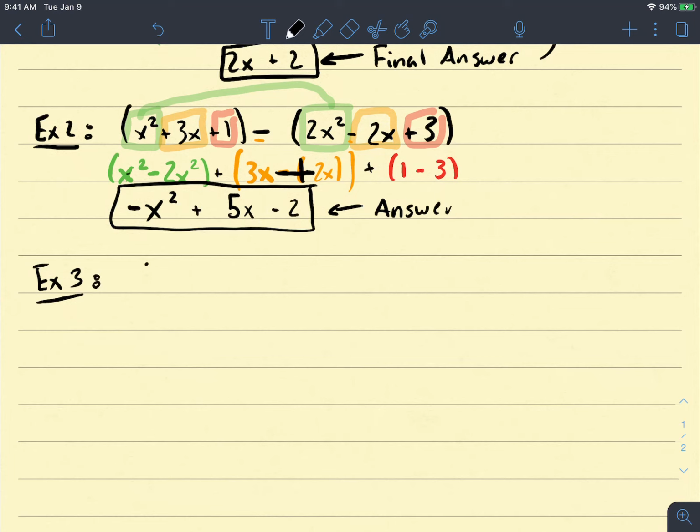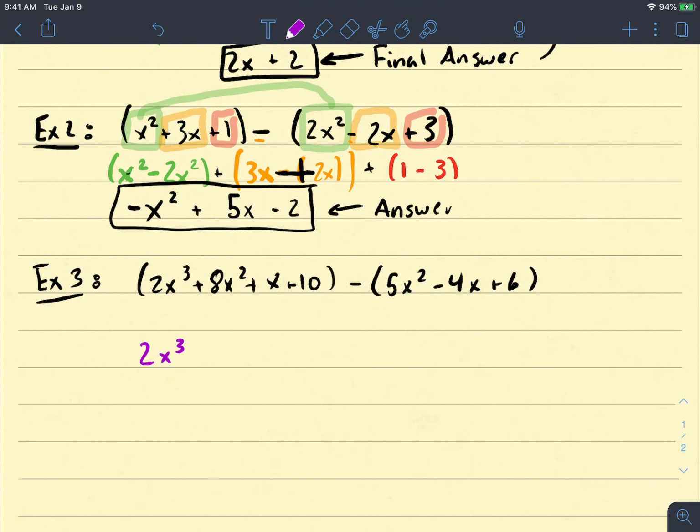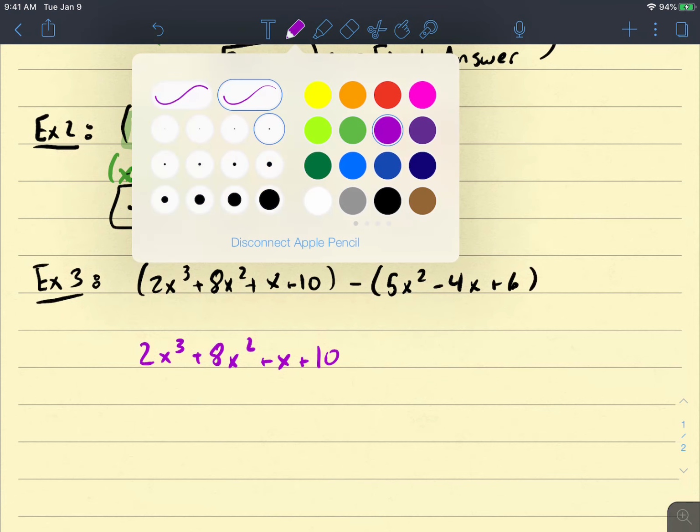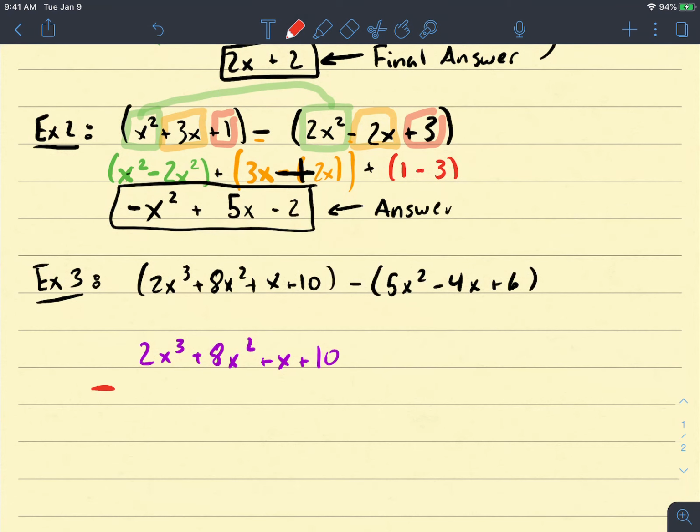So we're going to have example 3. And that's going to be 2x cubed plus 8x squared plus x plus 10 minus 5x squared minus 4x plus 6. So the way we're going to do this, we're going to rewrite this so that we keep the left side on top. So we're going to have 2x cubed plus 8x squared plus x plus 10. And now we're going to write this big fat minus sign and then parentheses.